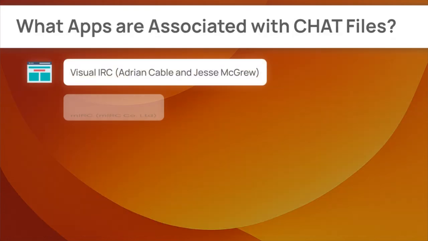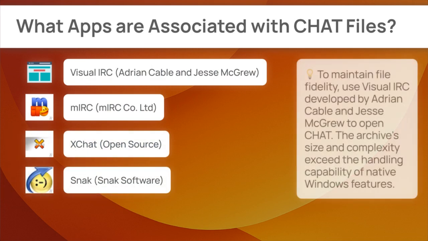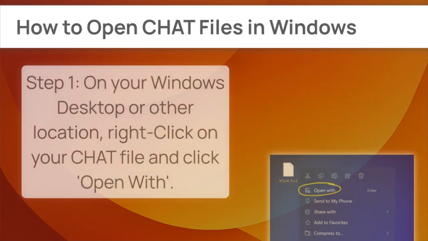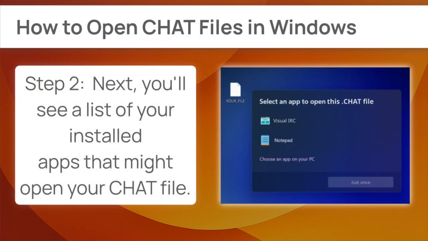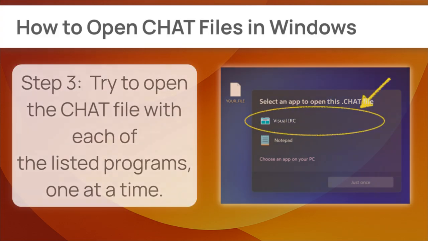System file recognition for CHAT is optimized for Visual IRC by Adrian Cable and Jesse McGrew. The archive size and complexity exceed the handling capability of native Windows features. Windows allows inspection of source files, but rendered output appears in the browser. The initial action is crucial. Right-click your CHAT file and select Open With. Use Visual IRC if it's installed. It's the best candidate. If not, cycle through the remaining options until one works.